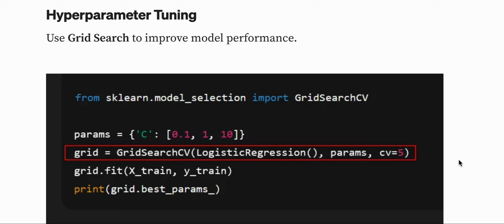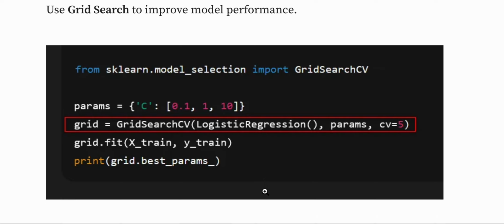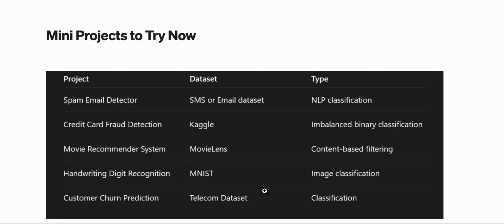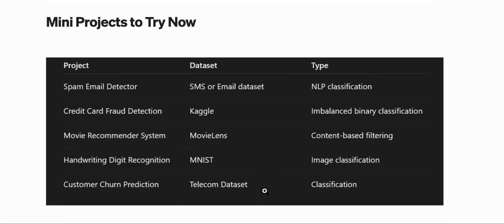Hyperparameter tuning is where you use grid search to improve model performance. So we can use just the grid search, right? Wherein we'll be using the logistic regression, the params, and all of that. X_train and y_train. This is the fit, and next comes the best parameter. So what is the best parameter? We'll be fitting that.